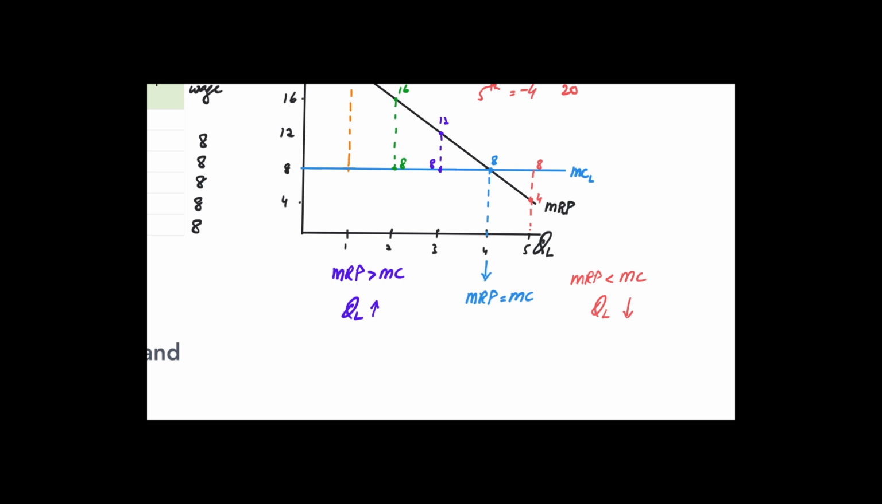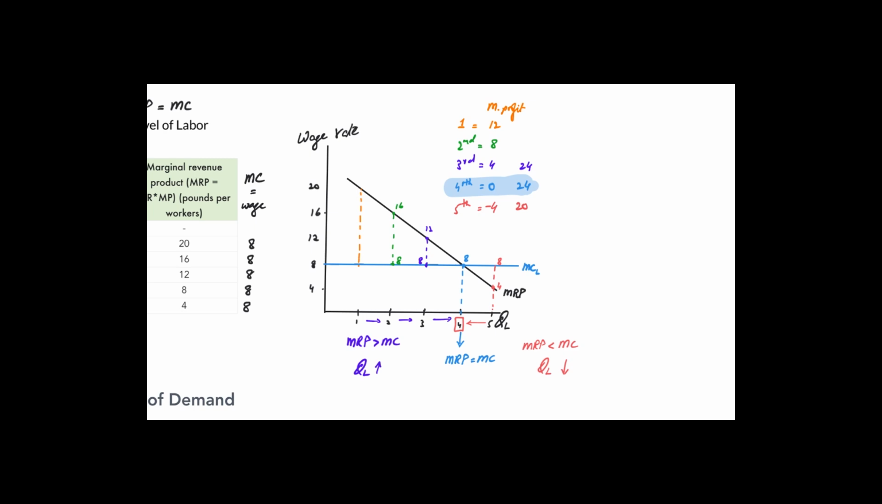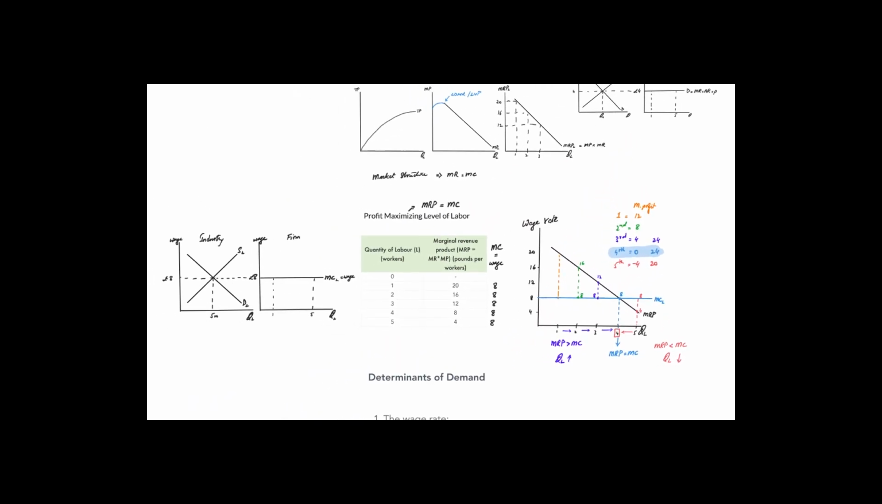ठीक है? So increase means as long as MRP is greater than MC, you increase, and the moment MRP is less than MC, you go back, taking you to the profit maximizing level of workers, which is MRP equals to MC. That's your profit maximizing की पूरी कहानी.